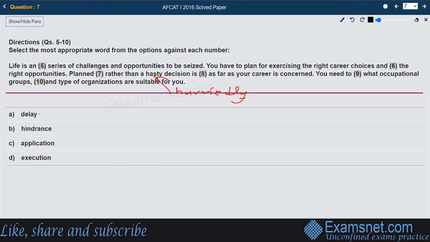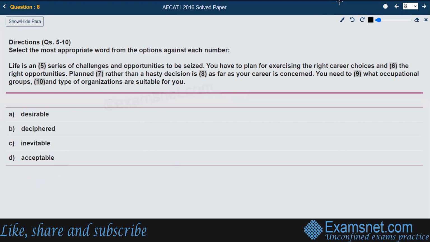Option A is delay. Planned delay is nothing. Hindrance. Hindrance means obstruction to something. If something is obstructing your path, that is called hindering, offering hindrance to the path. So planned hindrance doesn't make any sense. Planned application is not that suitable either. The word is planned execution. You plan your execution, that should fill the gap of 7. Rather than a hasty decision is dash as far as your career is concerned. That we'll see in the next question.